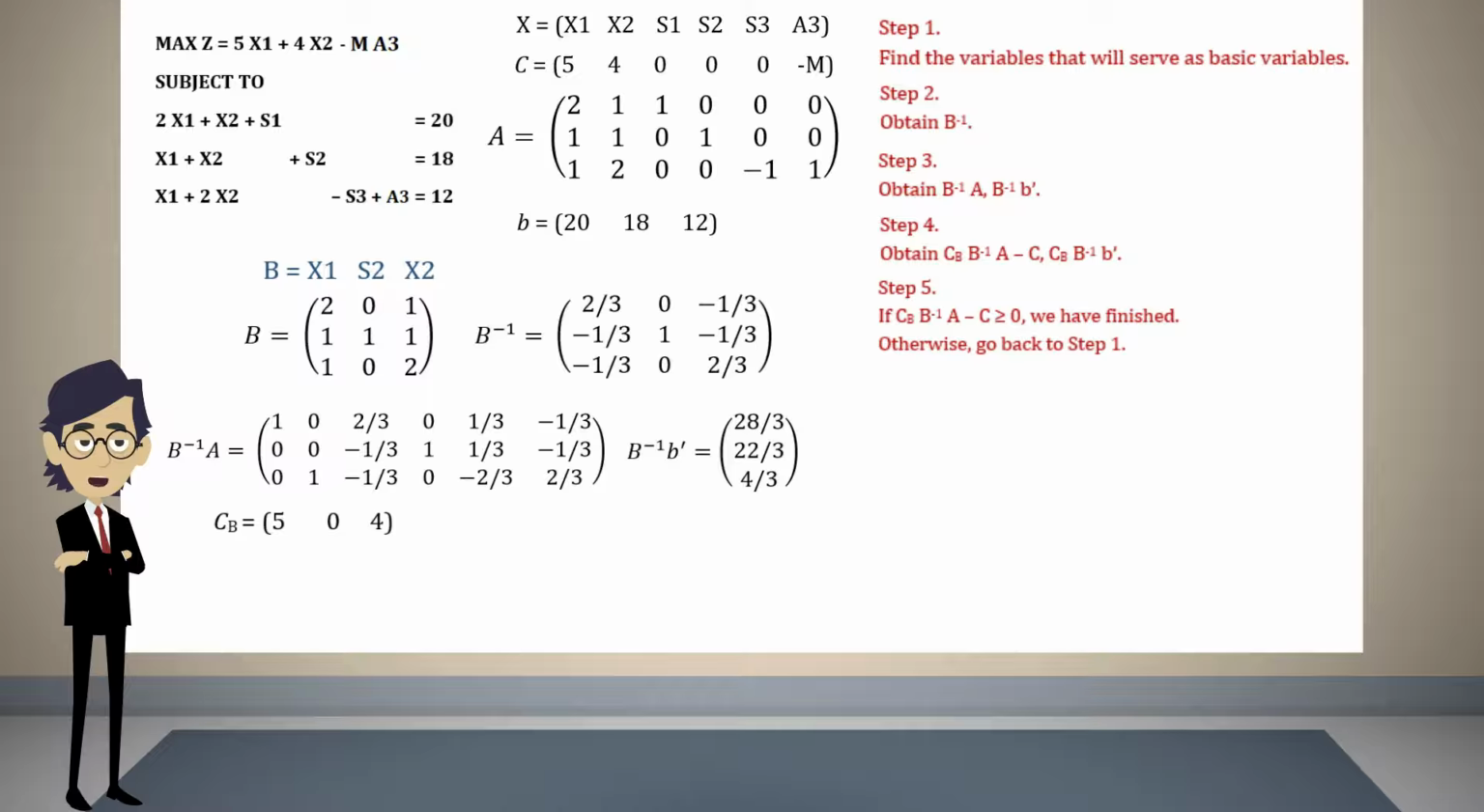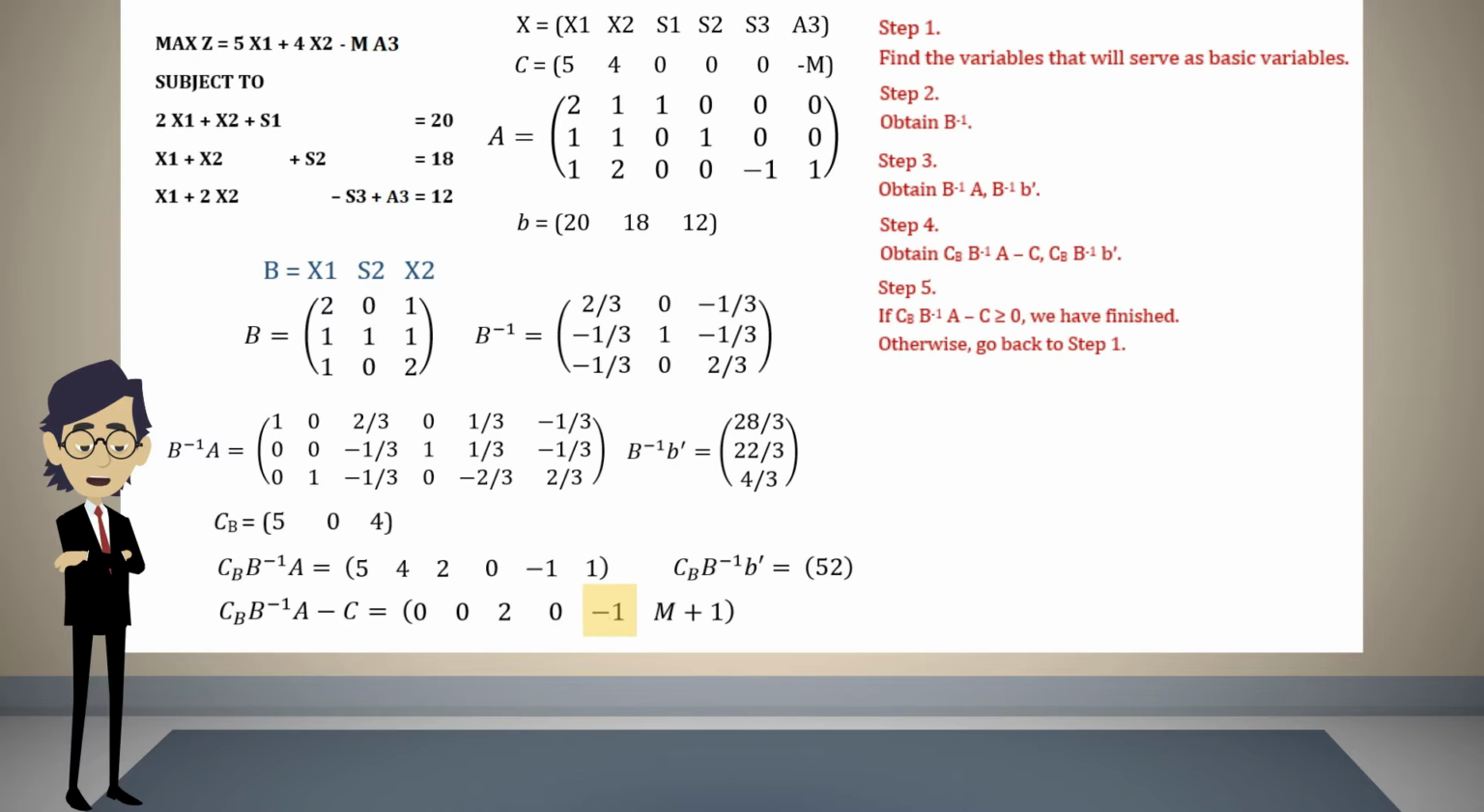We multiply this vector by the matrices obtained in the previous step, and subtract vector C from the first of these vectors. If you observe the last result, you will realize there still exists a negative number in this vector. This means that we still need to perform at least one more iteration. The negative number corresponds to the column of variable S3, and therefore, this variable will enter the basis.